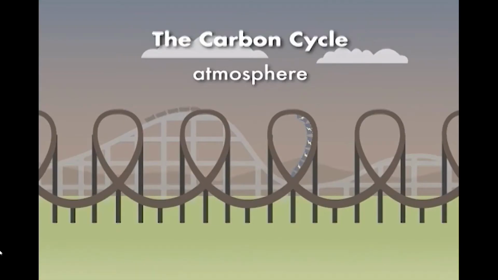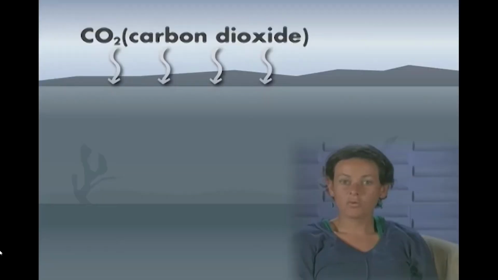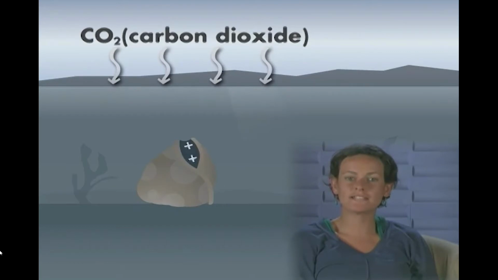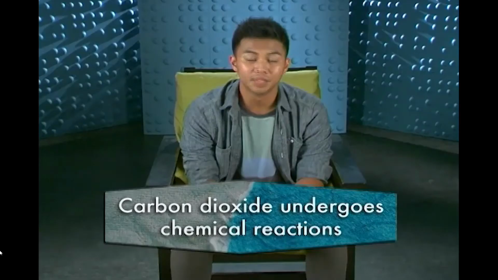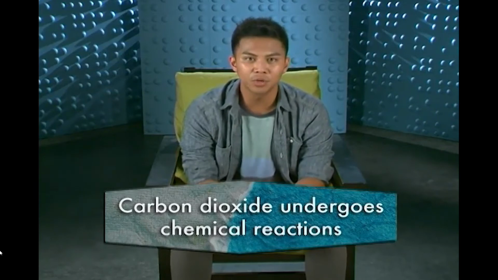Now that we've seen the way carbon cycles between the atmosphere and biomass, let's check out another loop in the carbon cycle. This time we'll see how carbon cycles from the atmosphere to the oceans. When carbon finds its way into the ocean, marine organisms use it to build shells, skeletons, and other tissues. When these organisms die, the carbon from their body settles to the bottom of the ocean and is eventually returned to the rock cycle. Dissolved carbon dioxide in the ocean can undergo a slew of different chemical reactions, creating carbonic acid, carbonate, and bicarbonate.